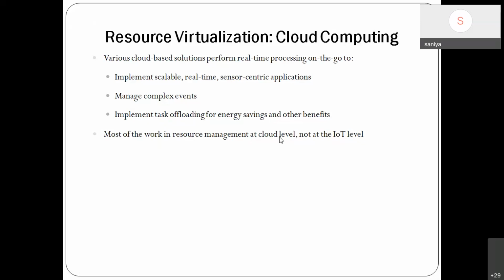Then most of the work in resource management is done at the cloud level and not at the IoT device level. So one can club IoT with the cloud, and you can have a lot of things done here, and you can work on resource optimization as well. How we can optimize the resources of IoT device with the help of cloud and the technology. What we are going to use, we are going to use virtualization. So this is how we connect.